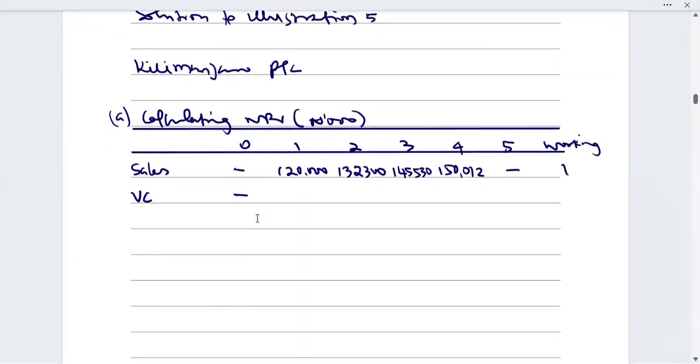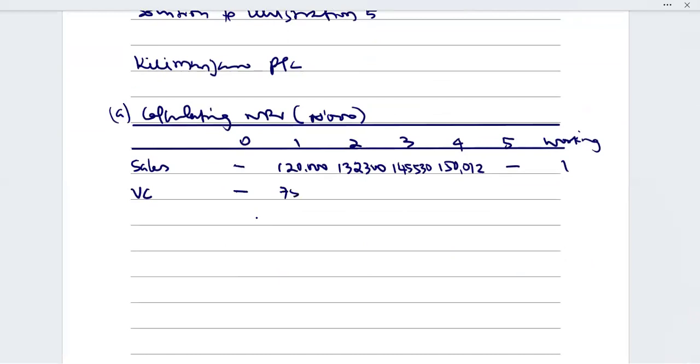75,000 for the first year. Here is 75,000. It's a variable cost, so cash outflow. Then 85,050. Then year 3 is 96,250. Then 102,060. Okay, let me adjust this one. 150,012. Then I will go back to the question.